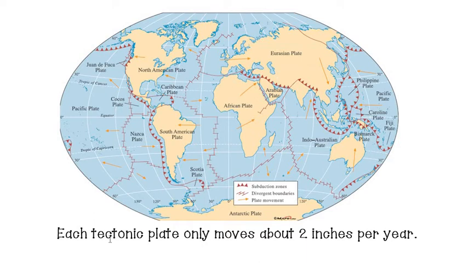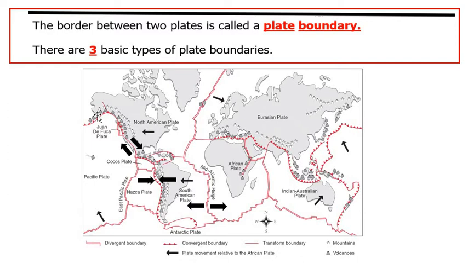So in fact, on average, these tectonic plates only move about 2 inches in a year. That's right. Each plate would move on average about 2 inches in a year. They're moving, but it's incredibly slow. Now, wherever those plates touch one another, that border between 2 plates is called a plate boundary.